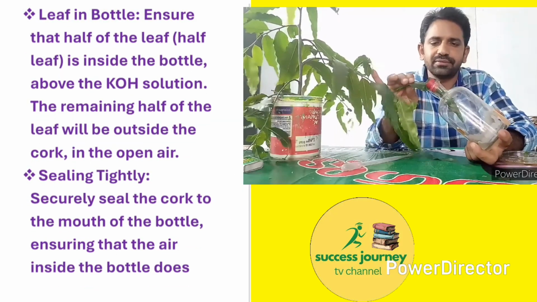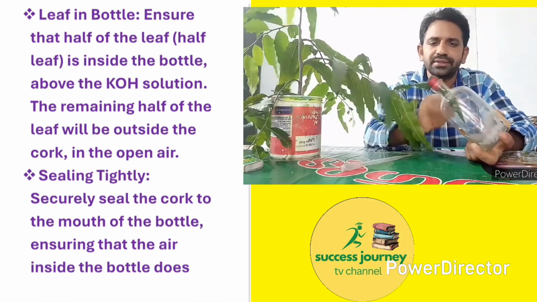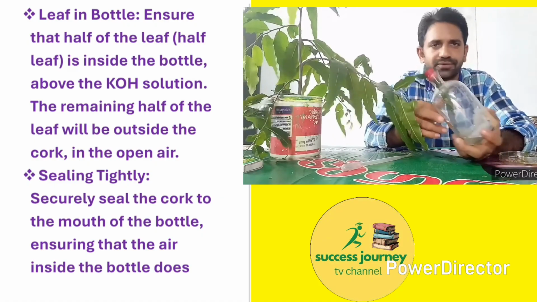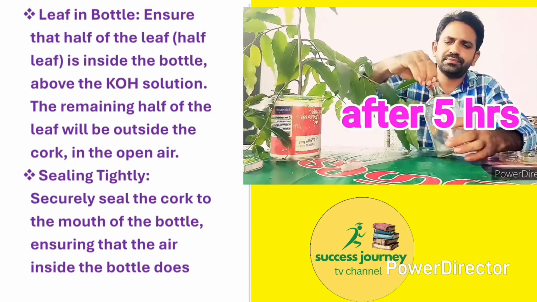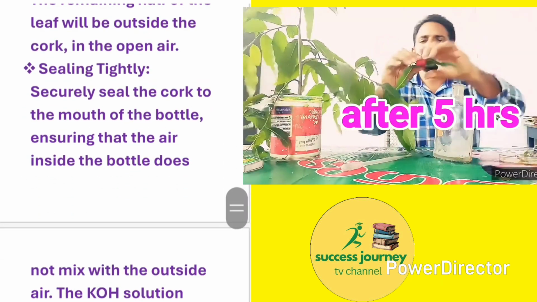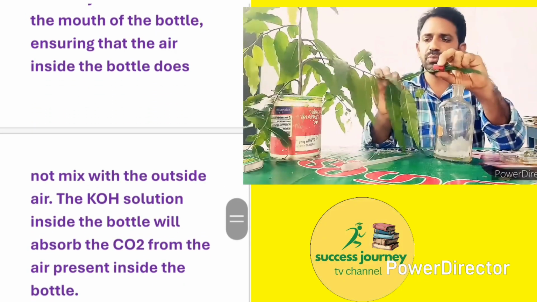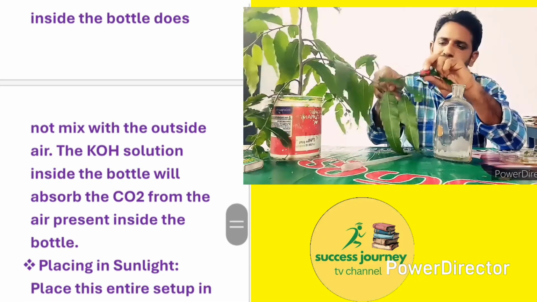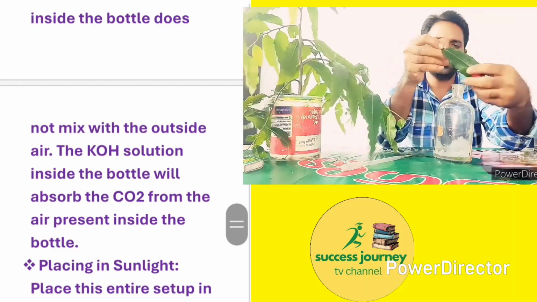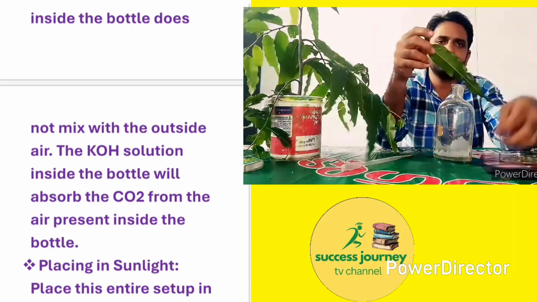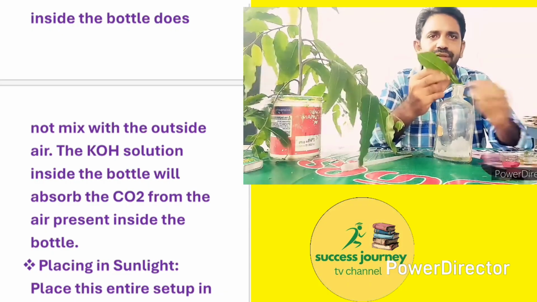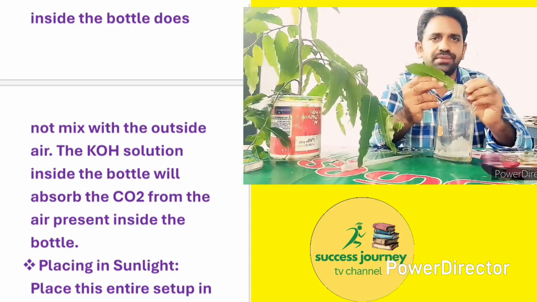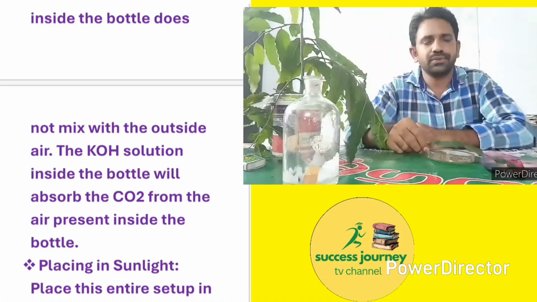The apparatus should be airtight, by applying Vaseline or grease at the mouth of the transparent glass bottle and the vertical split cork. The KOH solution inside the bottle will absorb the carbon dioxide from the air present inside the bottle. So this is the importance of the potassium hydroxide solution we take in a transparent glass bottle.